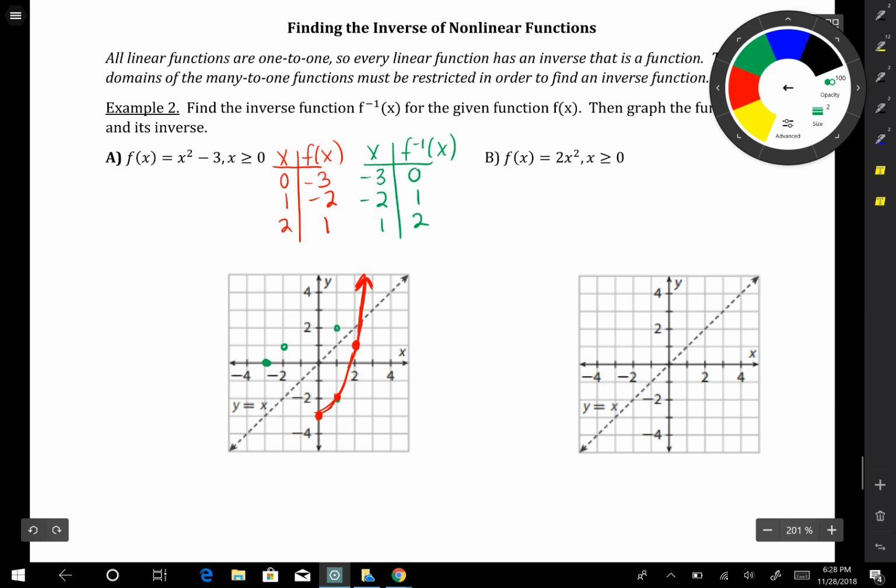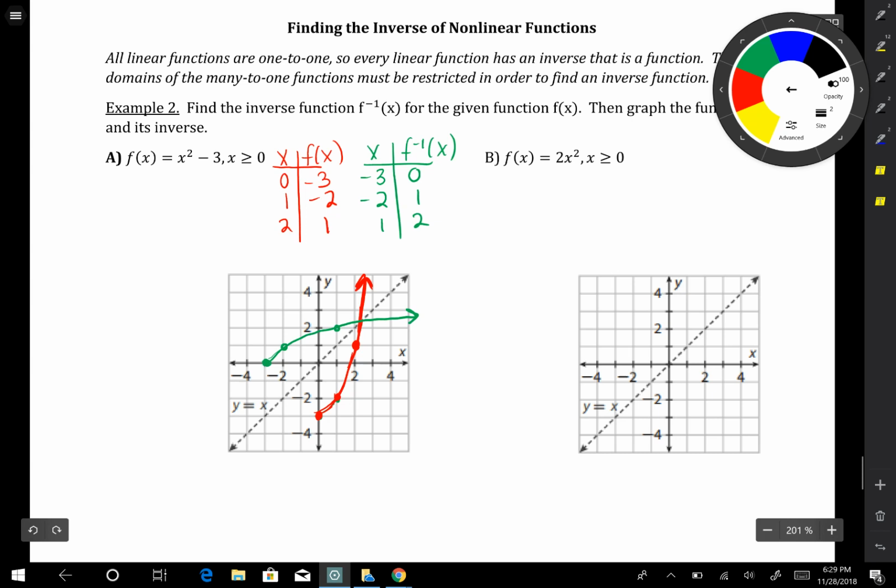And then if I graph that, you can see that those two graphs are reflections of each other over that dashed line y equals x. And that green graph is a square root function that we've been graphing before. So let's see when we do algebra what our actual inverse function is and see if it makes sense.